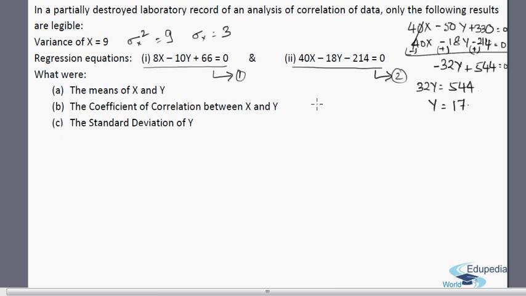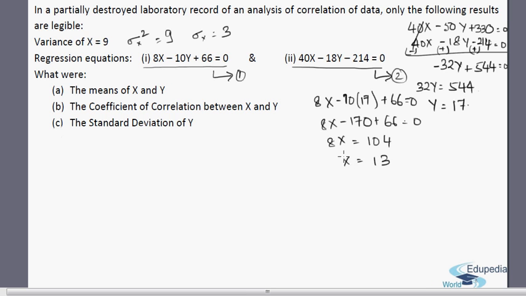Let me take it here as 8x minus 10 into 17 plus 66 equals 0 in the first equation, and we solve this for x. We will have 8x minus 170 plus 66 equals 0. So 170 minus 66 will be 104. Going to the other side will be plus 104. So 8x equals 104, or x equals 13.